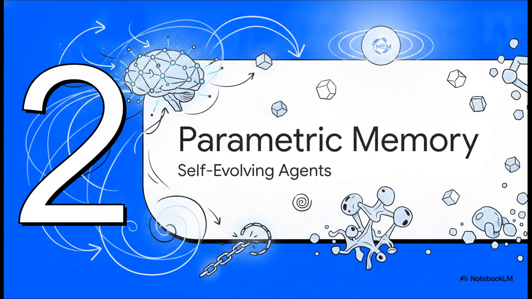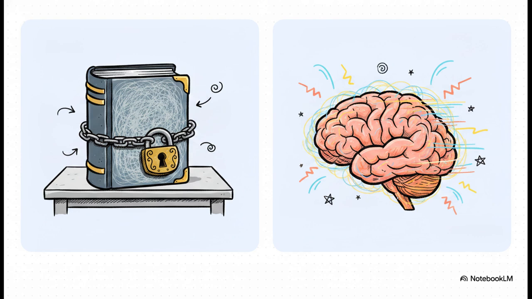Moving to Section 2, Parametric Memory Explained. This is where we see a total paradigm shift away from just overstuffing those expensive context windows. Enter Tmem, or Self-Evolving Parametric Memory. I want you to think of prompt space memory like an agent endlessly flipping through a static reference book. If the exact answer isn't on the page, the agent's just stuck.